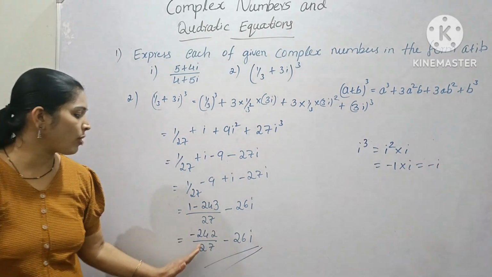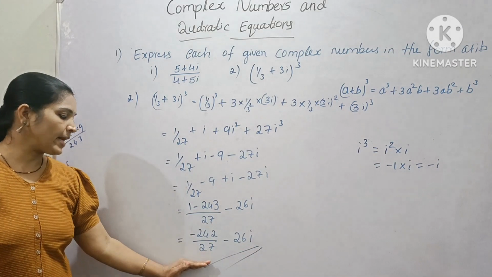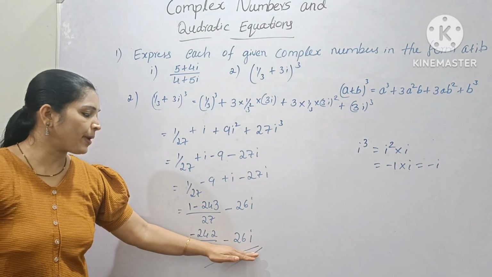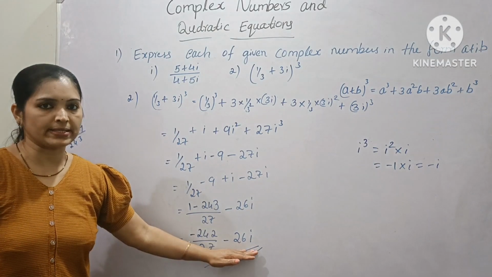Okay, see, it is of the form a + ib. What is the real part? −242/27, and the imaginary part is −26.